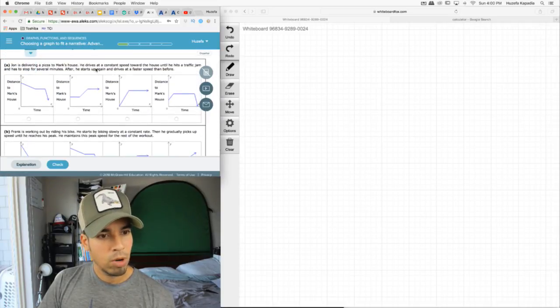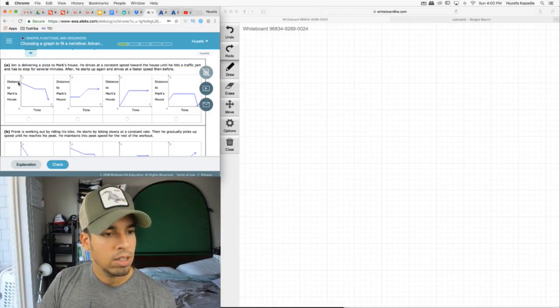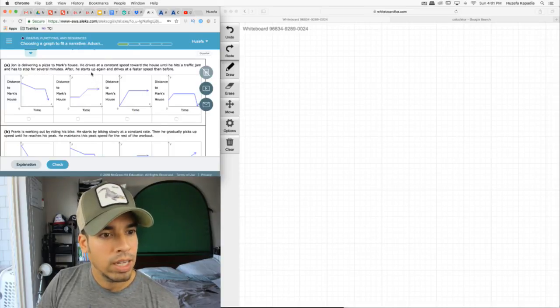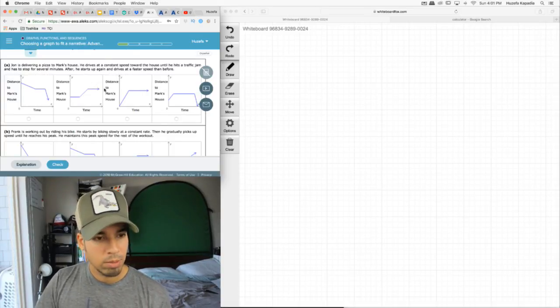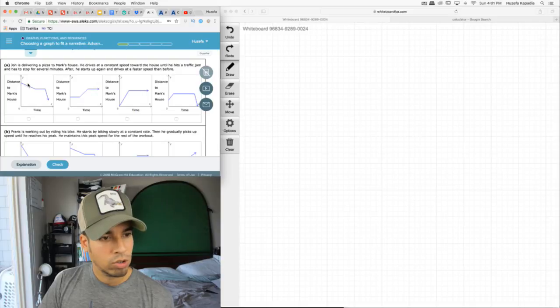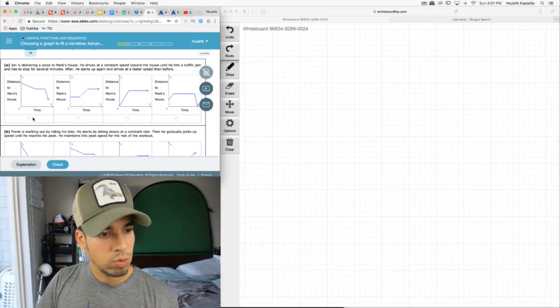Okay, John is delivering pizza to Mark's house. He drives at a constant speed towards the house until he hits a traffic jam. We should be getting closer to Mark's house, so these don't really make sense. He stops for several minutes. After that, he starts up again and drives at a faster speed than before. These are getting farther away, the distance is increasing, so these two are out. This one is going farther away, traffic jam, then going closer. This one he's going closer, stuck at the same place, and then way faster. So this is what was being described.